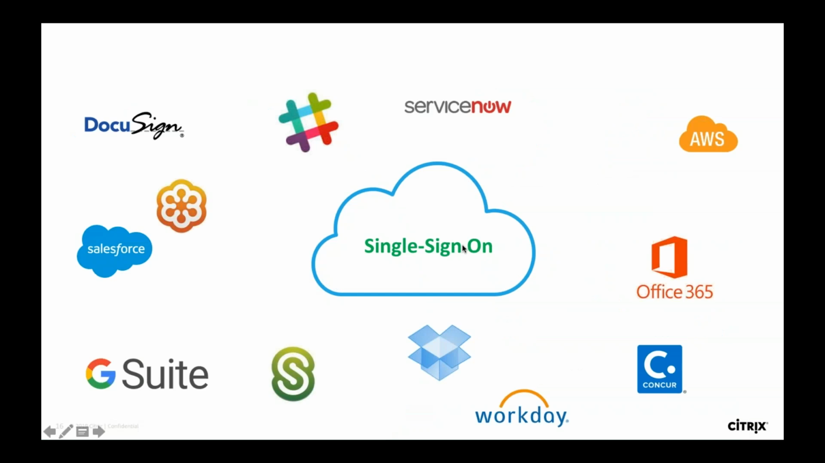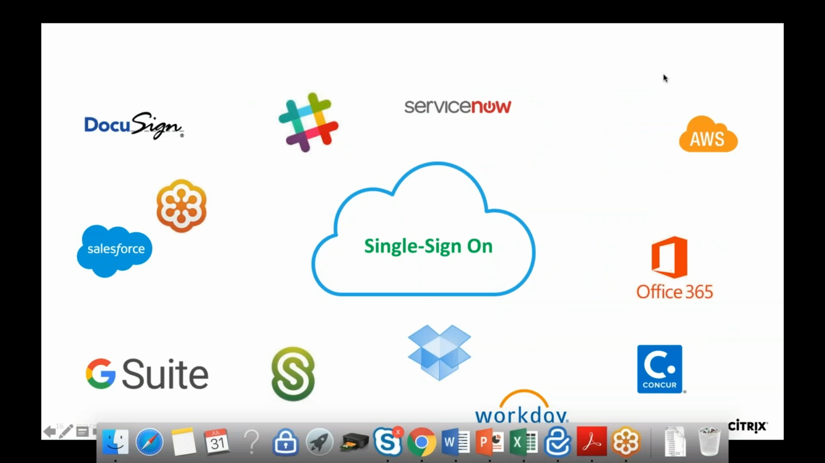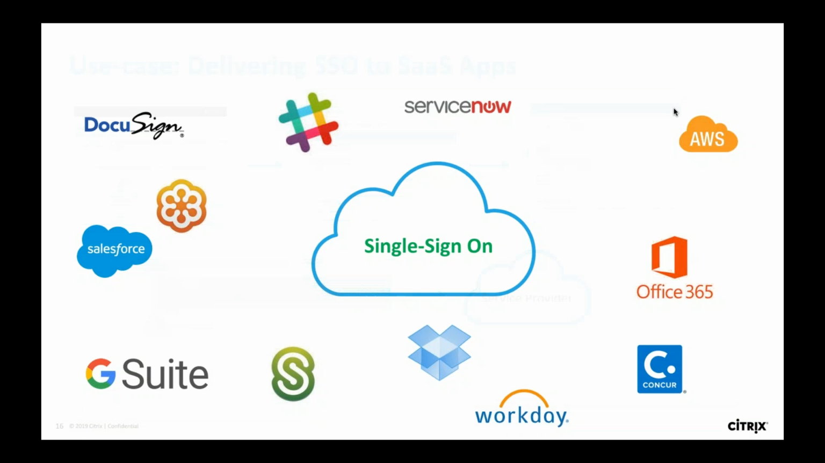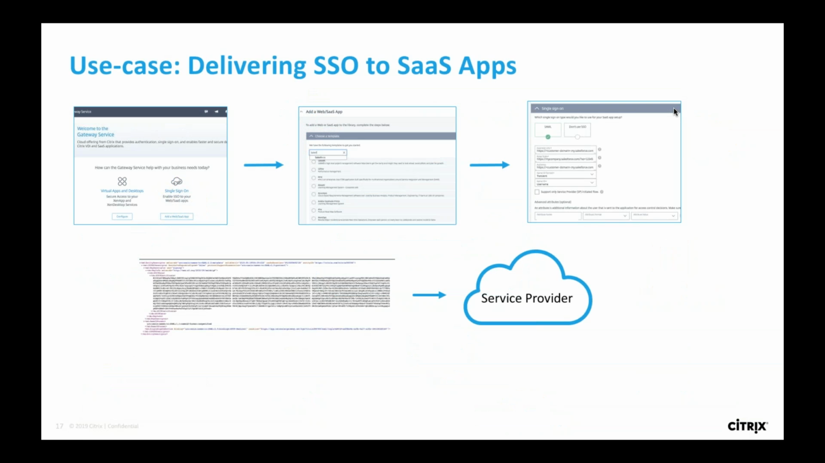So let's look at primarily SaaS applications. Most of you may be familiar with or using many of these applications already in your organizations, and single sign-on becomes one of the key feature enablers to make the whole idea of access to SaaS and web applications easy. But along with that, we're making the whole experience of how we deliver single sign-on very simple and easy. So within a gateway service, you have the ability to add any SaaS or web application.